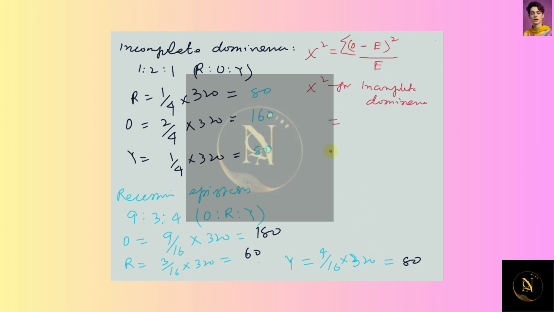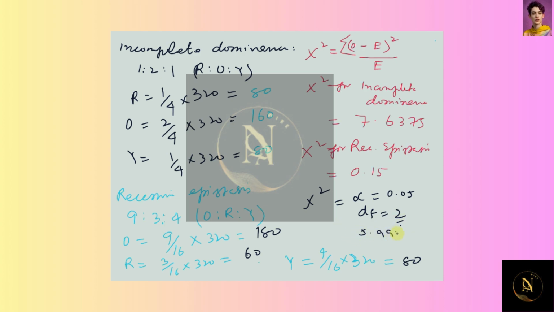So the chi-square for incomplete dominance here will be 7.6375, and the chi-square for recessive epistasis will be 0.15. The critical chi-square value for the confidence level of 0.05 and degree of freedom of 2, because we have three different items, red, orange, and yellow, so the degree of freedom is 3 minus 1, which is 2, gives us 5.991.